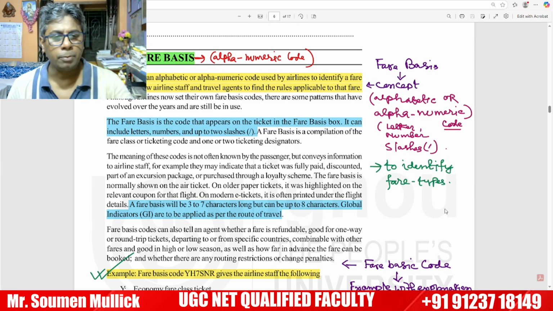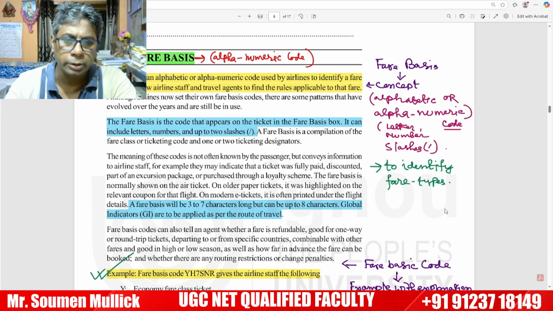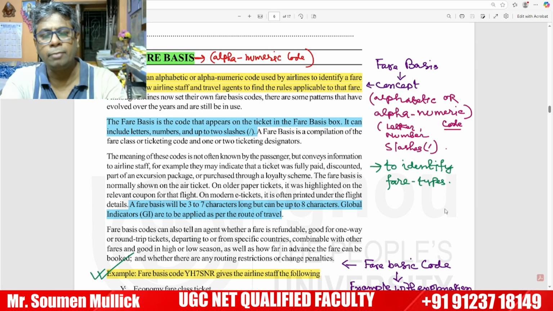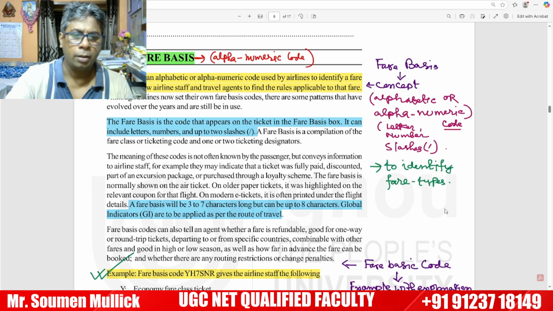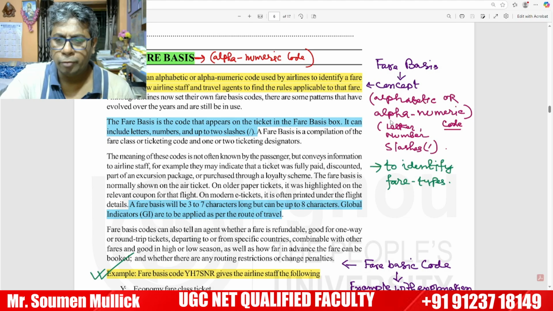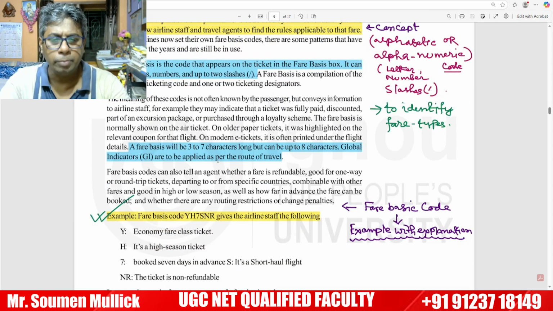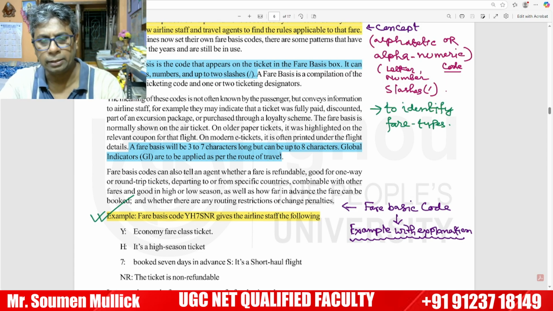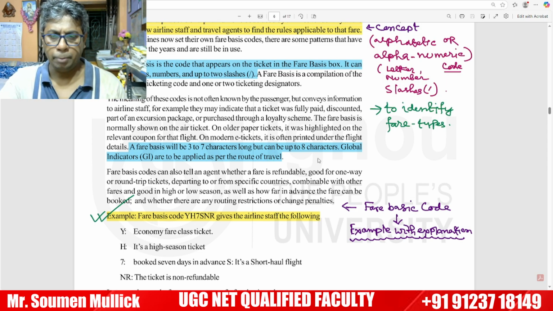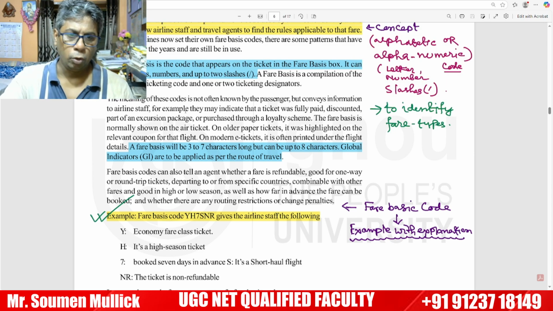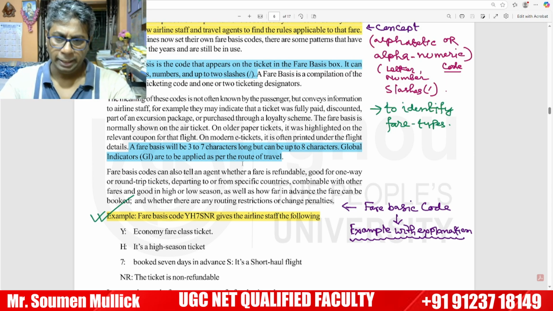Number 2, the fare basis is the code that appears on the ticket in the fare basis box. It can include letters, numbers and up to 2 slashes. A fare basis will be 3 to 7 characters long but can be up to 8 characters. And the global indicator is to be applied as per the route of travel.